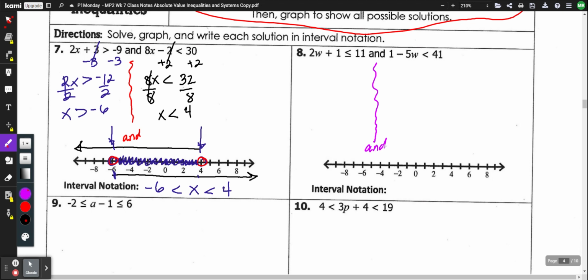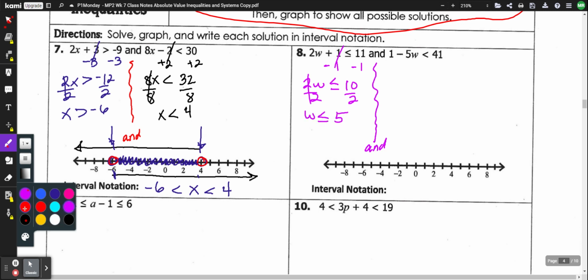Minus 1 from both sides. 2w less than or equal to 10. I'm going to divide by 2. Those cancel, and I've got w less than or equal to 5. I'm going to graph that. I've got 5 with a closed circle, and I'm going less than. So I'm just going to start the line, but I'm not going to go too far until I know where the other endpoint is. Let me solve this second inequality and figure out where that second endpoint is.